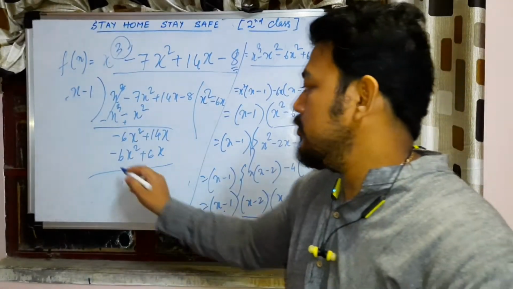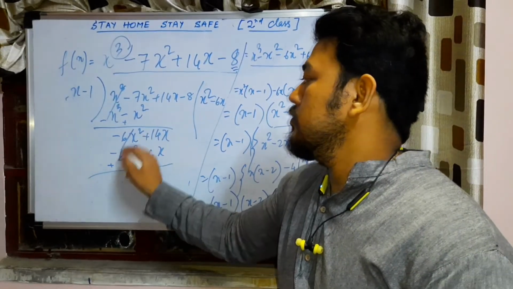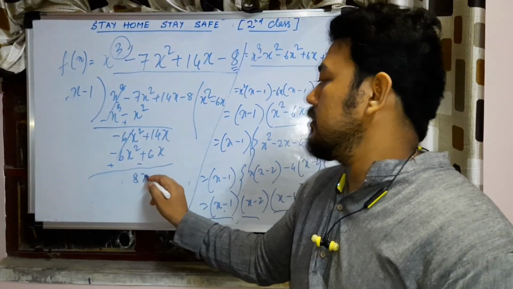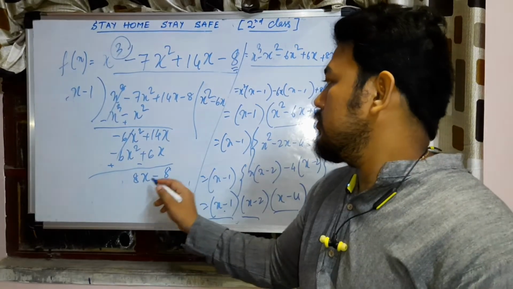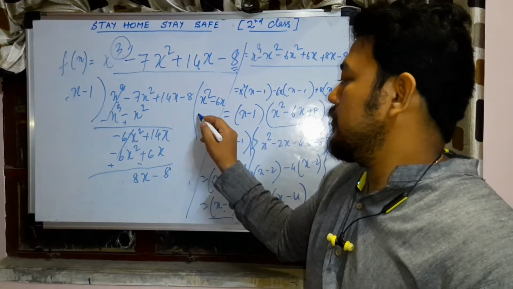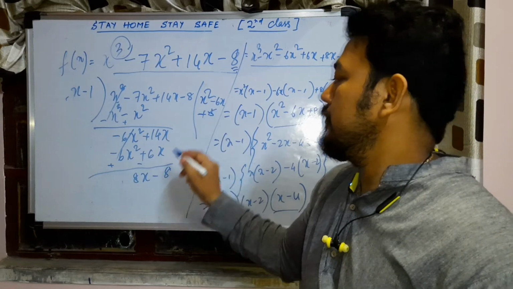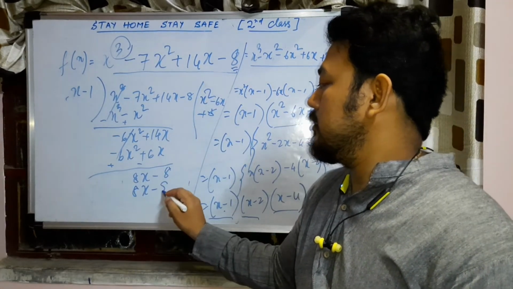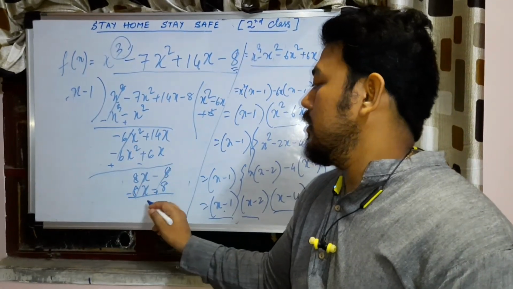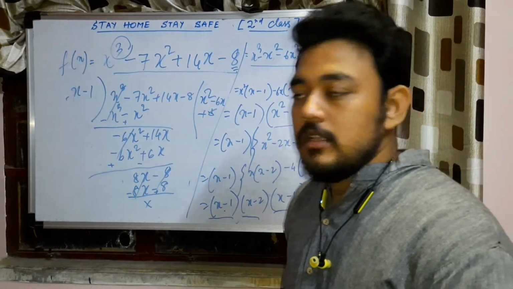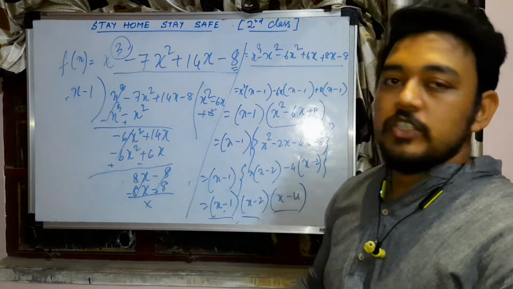Okay, so again I have to change the sign. So this will cut, this will become 8x. Now I have to put the last term here, this one is plus 8. So it will become 8x minus 8. Now change the sign. So your remainder is 0. So that means the division is complete.